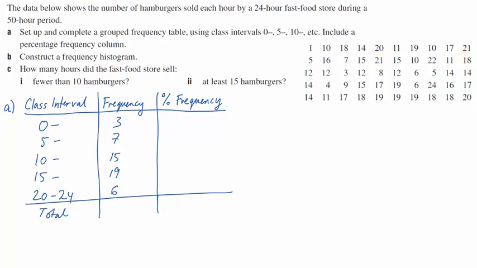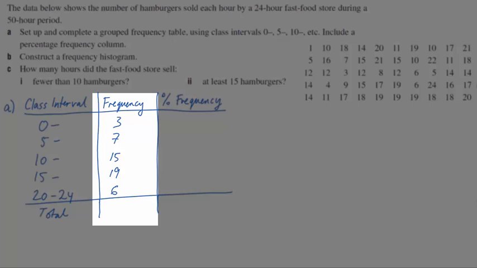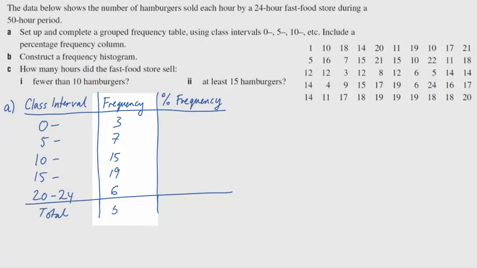Now, just to make sure we haven't missed any, we can add up the frequency column. 3 plus 7 is 10, plus 15 is 25, plus 19 is 44, plus 6 is 50. So all 50 hours are accounted for.